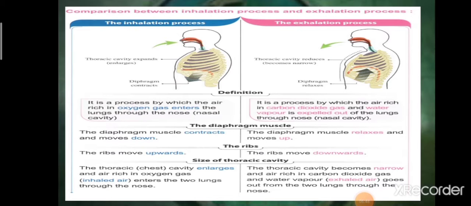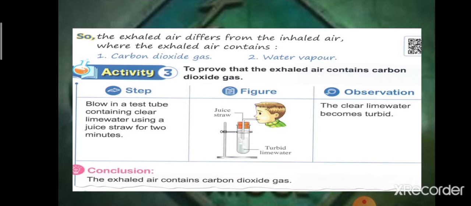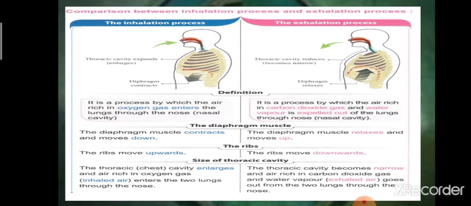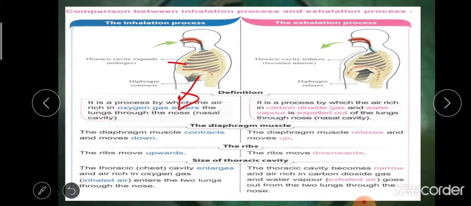Let's identify what happens in detail. This is the human body. First, the inhalation process. In the inhalation process, what happens? The diaphragm muscle contracts and moves downwards. Also, the rib cage moves upward. In this case, the chest cavity, or thoracic cavity, expands. So the air enters the lungs to take oxygen.